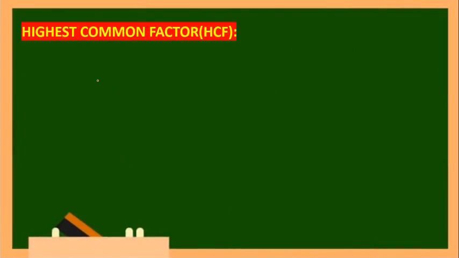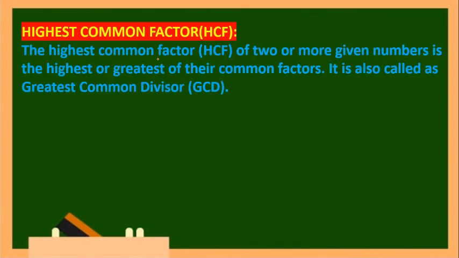Now let's see the concept of highest common factor, which in short form is written as HCF. The highest common factor of two or more given numbers is the highest or greatest of their common factors. First we should find the common factors. From that we should choose the highest or greatest common factor. That is known as the highest common factor. It is also called the greatest common divisor, in short form GCD.